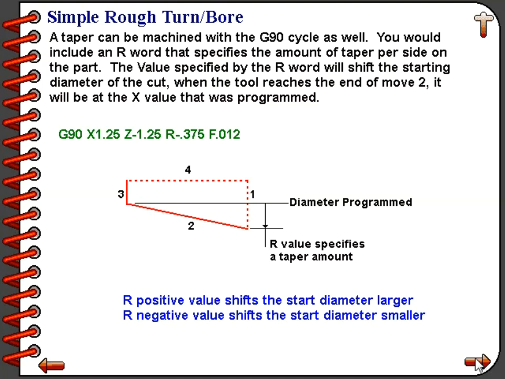Now the thing that you must understand: if we specify an R positive value, we will shift the starting diameter larger than what is specified with the X word. If we program an R negative value, we will shift the starting diameter smaller than the position specified with the X word. It's just a matter of understanding that we're shifting the start point, not the end point, of that taper.